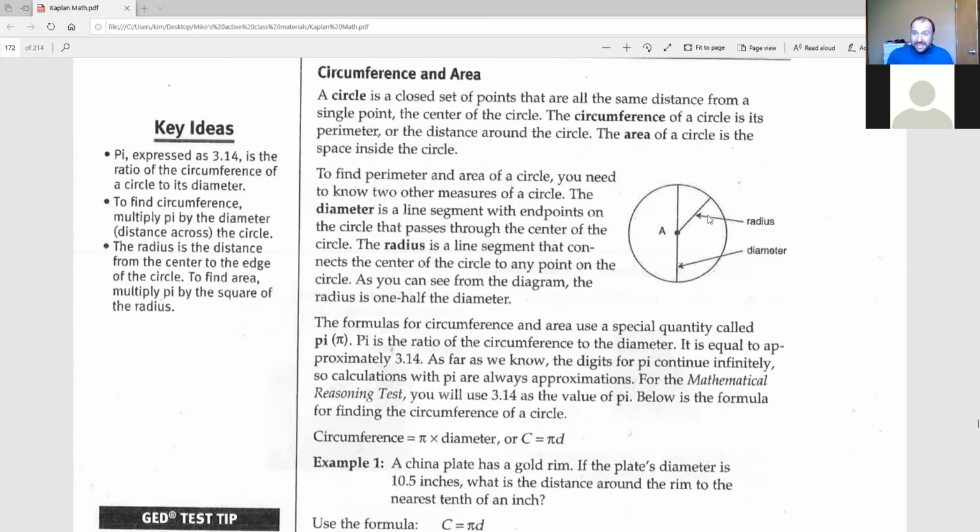So that is easy. What gets difficult with circles and the formulas for circles is just getting them mixed up, because that part of it is simple, okay?